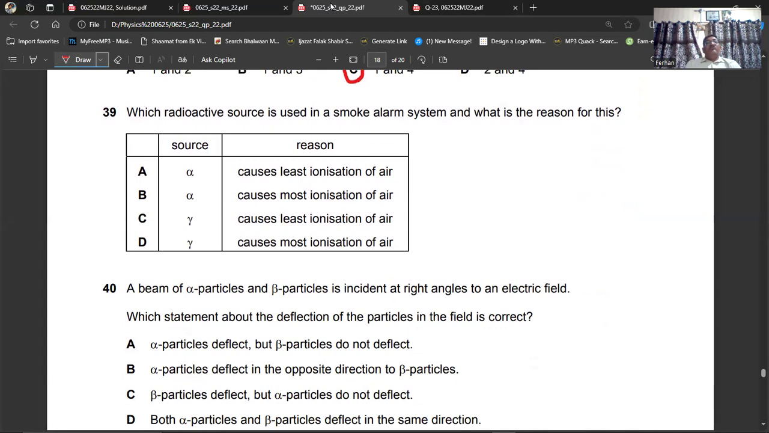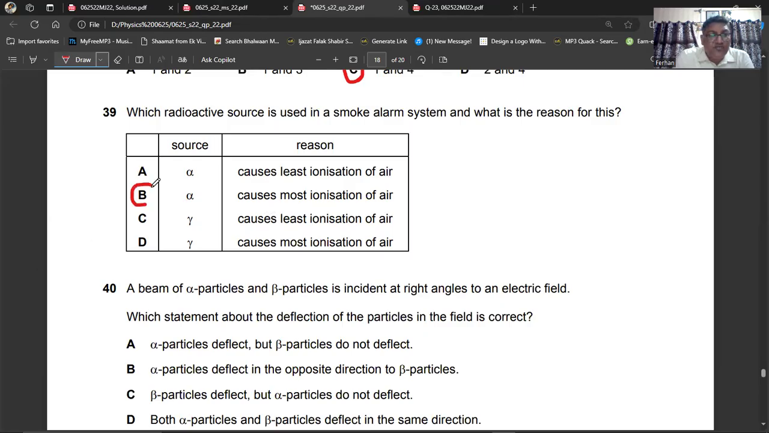Question number 39. Which radioactive source is used in a smoke alarm system and what is the reason for this? In smoke alarms, we always use a radioactive isotope which gives out alpha particles. Alpha particles are very ionizing and their penetration power is very low. So we use alpha particles because they can ionize the smoke. If smoke is produced, the alpha particles cause most ionization of the air.